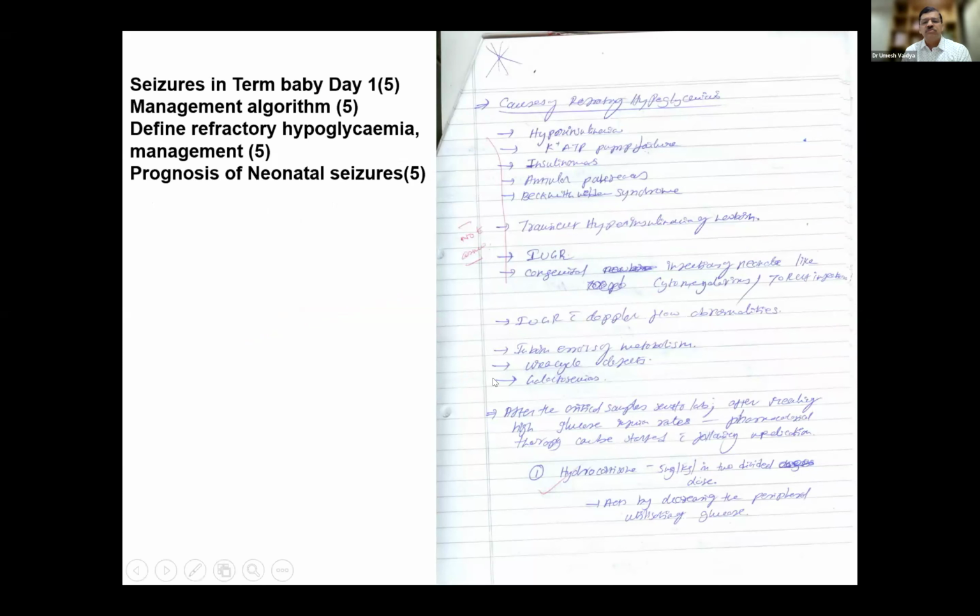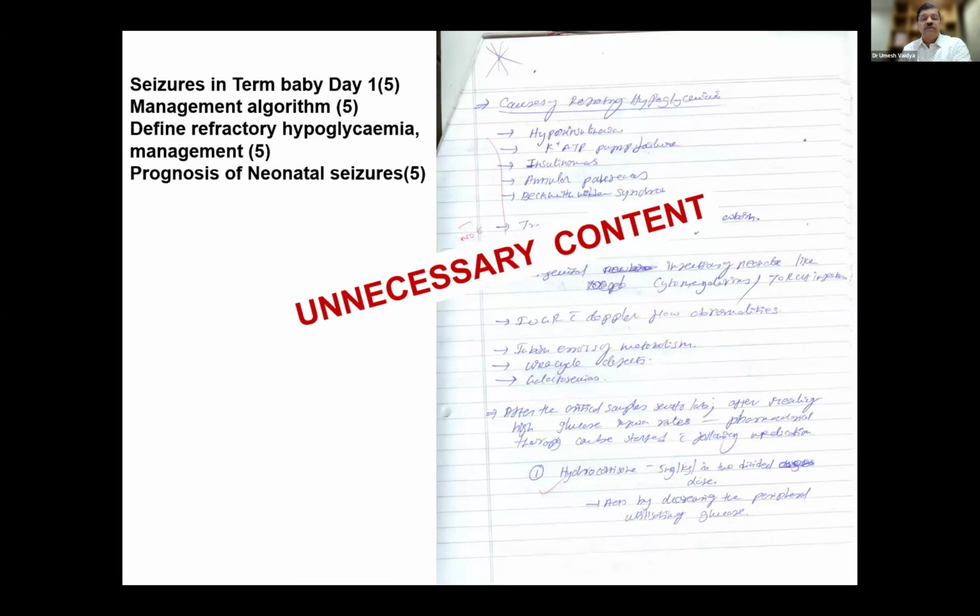So though the person has written something, he doesn't get any marks because it was something which has not been asked at all. You waste time. So do not write any unnecessary content because you're not going to get any marks for that. Again, another example.